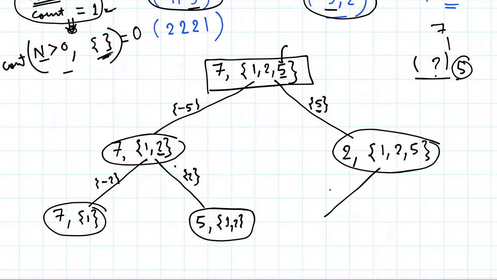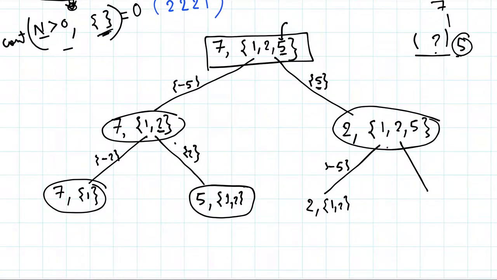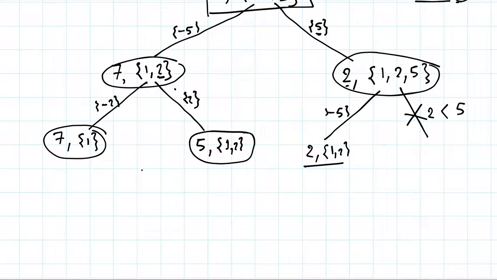And now we will exclude this last coin 5. So our problem will be 2 using 1 and 2. And if we cannot include 5, because here 2 is less than 5, this branch will not exist. So it will have just one branch.